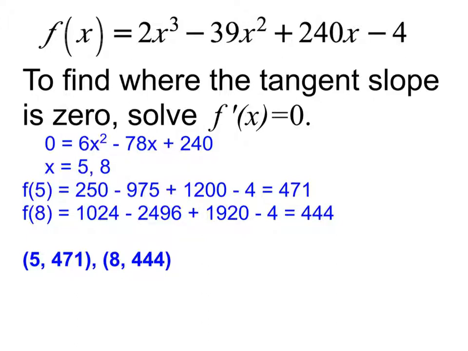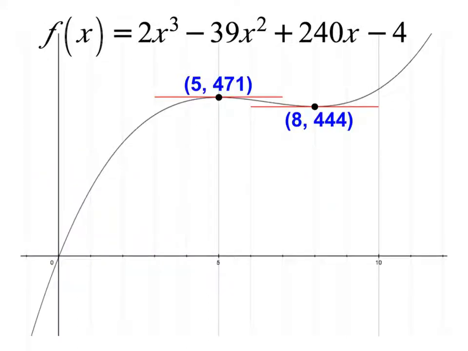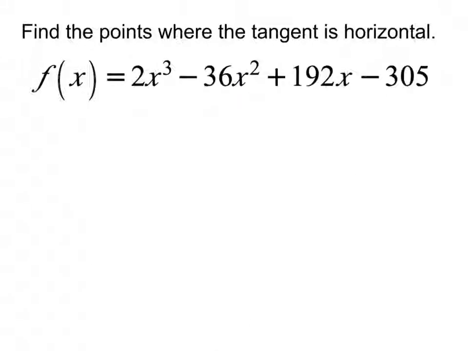Now, visually speaking, what are we really seeing? If we go back to the graph, those 2 points we found are the coordinates of those 2 points where those dots are shown there. And you notice that if I actually drew in the tangent lines at those 2 points, yes, they would be horizontal tangent lines there. I'd like you to go ahead and practice this process now. Go ahead and please find the points where the tangent to this function is horizontal.